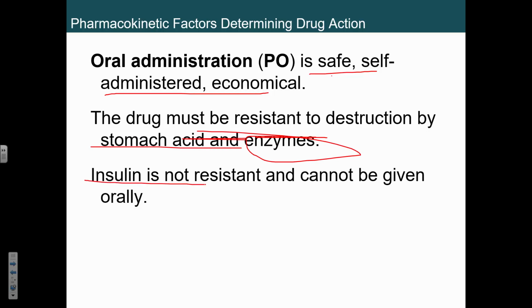How many of you know someone who takes insulin? Like everybody does, right? Everybody knows someone who takes insulin. You can't take insulin orally because it's broken down by stomach acid. That's why they have to do injections.